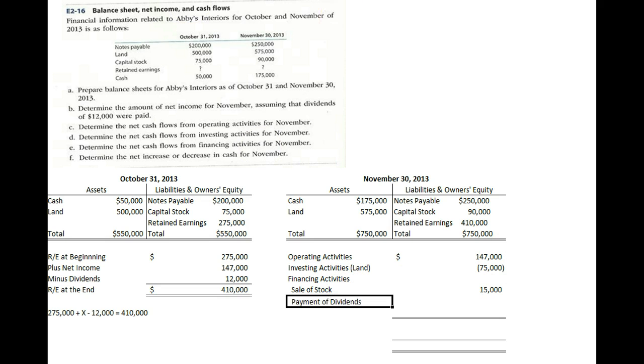Another thing that happened as far as financing goes is we paid dividends of $12,000. So that's money out. I'm going to put that in parentheses to remind me that that's dollars out. And the last thing that happened as far as financing activities go is that we borrowed some money. See what happened to notes payable? Went from 200 to 250. So that means we got 50,000 bucks in.